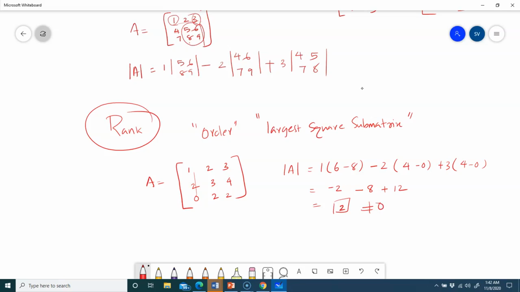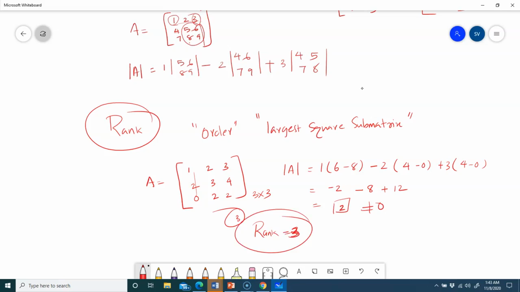So we can say that here the determinant of the largest square submatrix is not equal to 0, and therefore the rank of the given matrix A is the order of this matrix. What is the order of this matrix? This is a 3 by 3 matrix, so the order of this matrix is 3, and therefore the rank of this matrix is equal to 3.